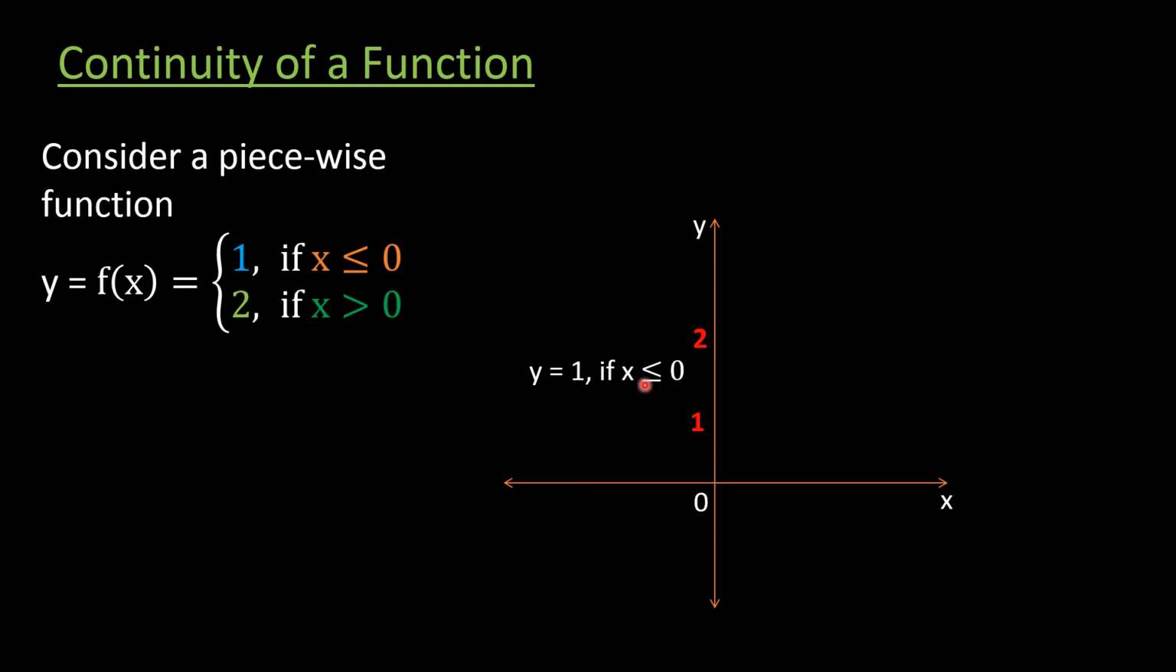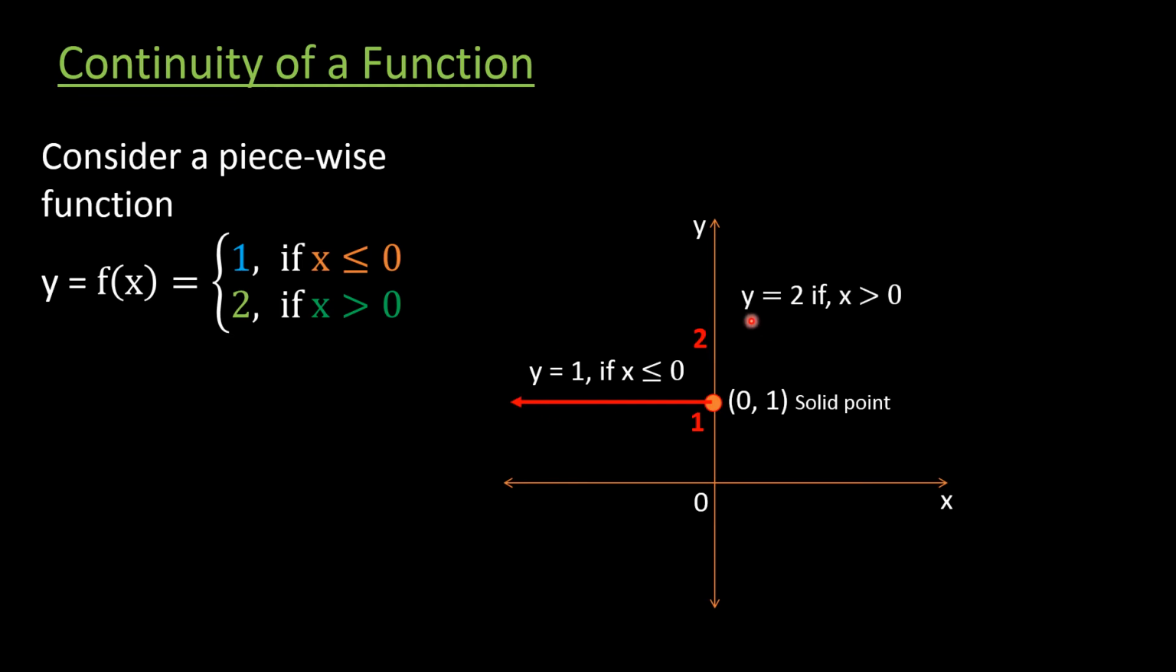When x equals 0, y equals 1. So the point (0, 1) will lie on the graph and it has been shown by a solid point. Now the graph of y equals 1 will be a horizontal line which will emerge from the solid point (0, 1), and since x is negative, it will extend towards the left of the y-axis like this.